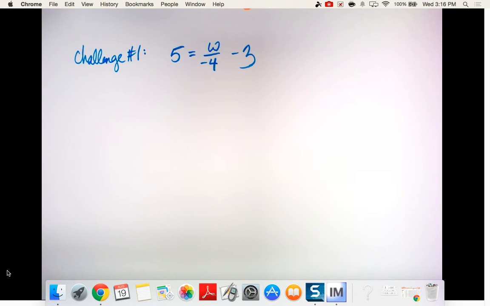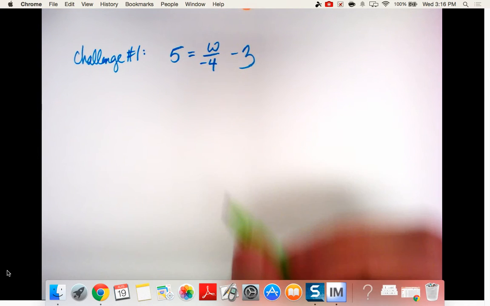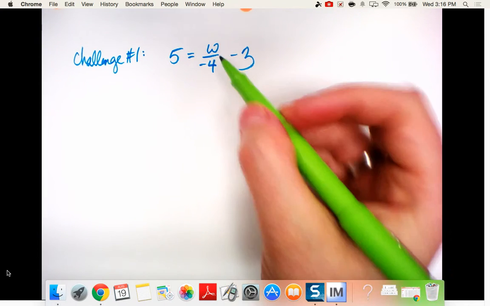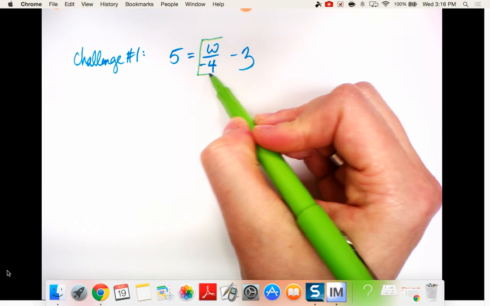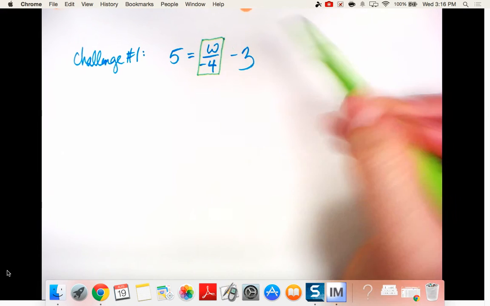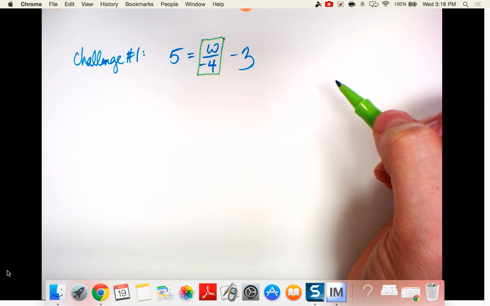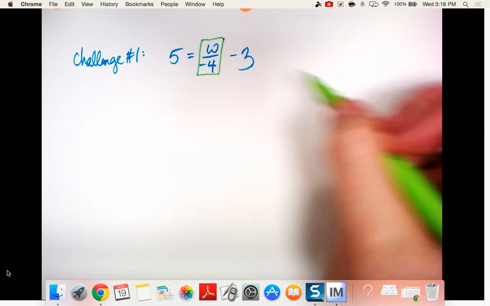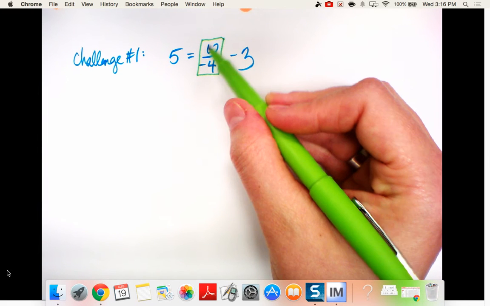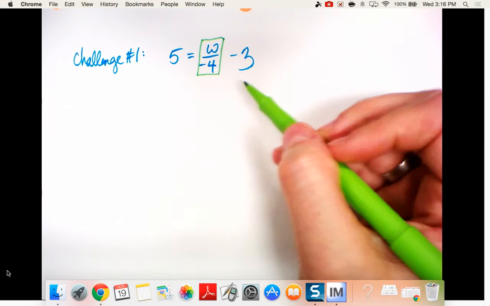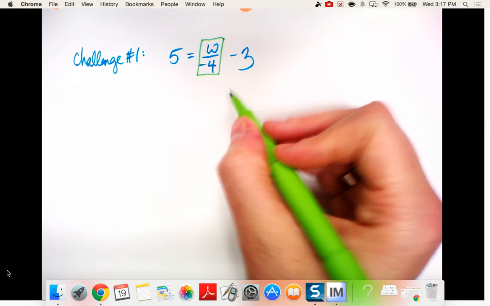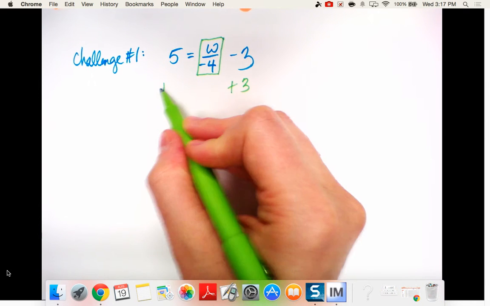So we want to get it completely alone. Sometimes it helps if you box in where the variable is in the original equation, because since the W is in this fraction, we can't do anything with it until we move the -3. So we'll add 3 on each side.